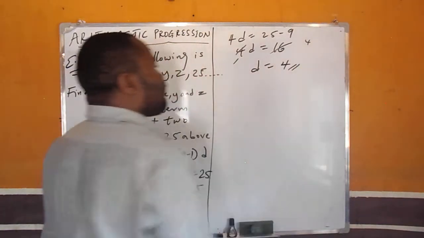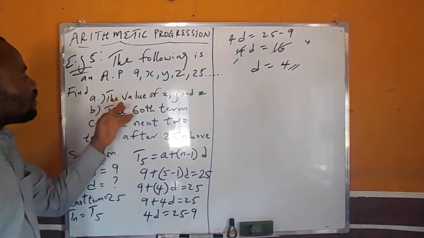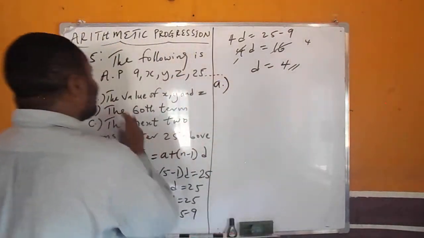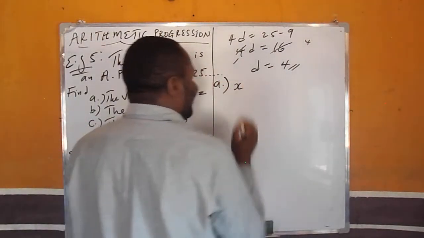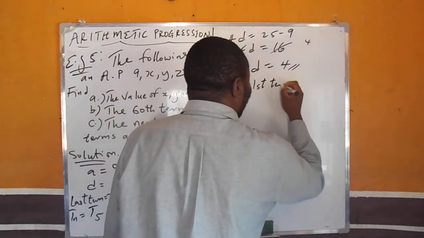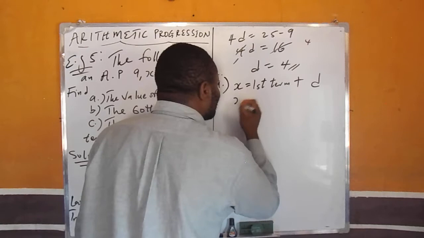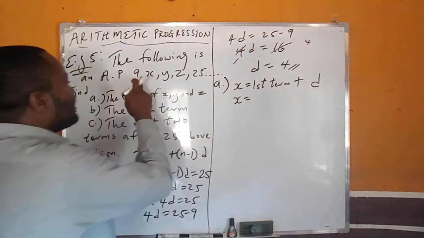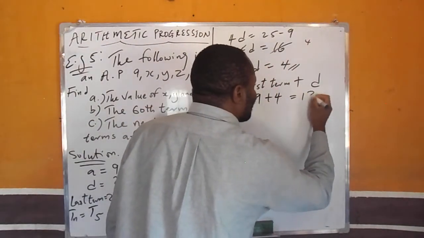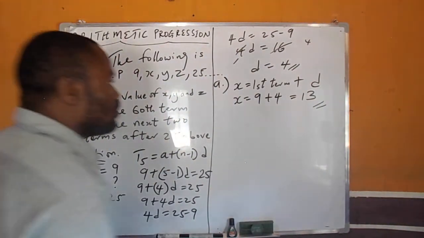D equals 4. Now that we have gotten our difference, D equals 4, it is very easy for us to get the values of x, y, and z. So A, the value of x: x equals first term plus D, which is the difference. The first term here is 9. 9 plus the difference, 4, equals 13. So that means our x equals 13.